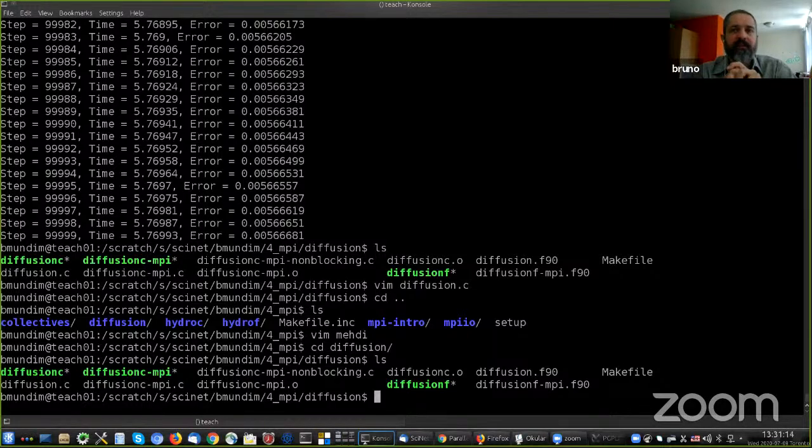There are some, I mean, my background is numerical relativity. If you have heard of Einstein Toolkit, okay, or Cactus.